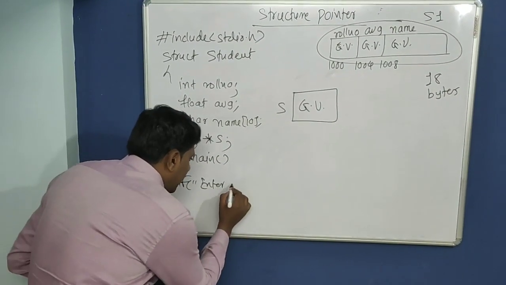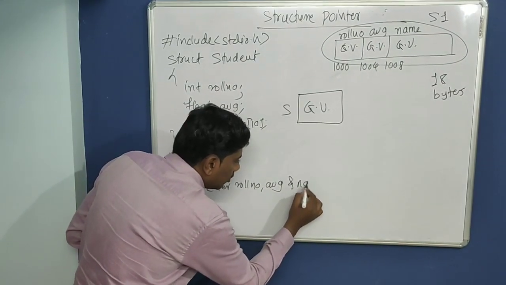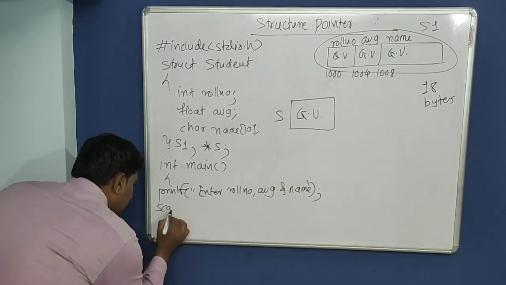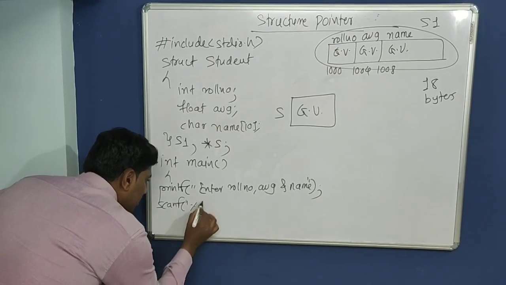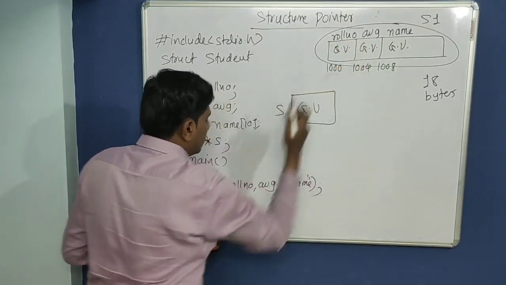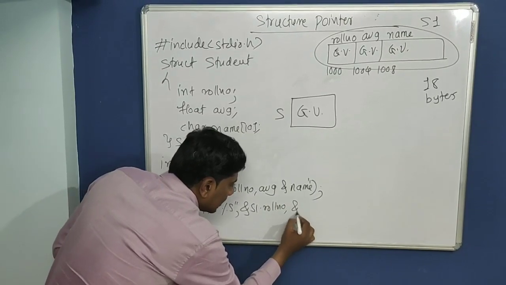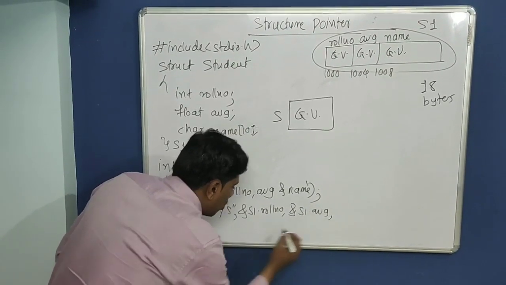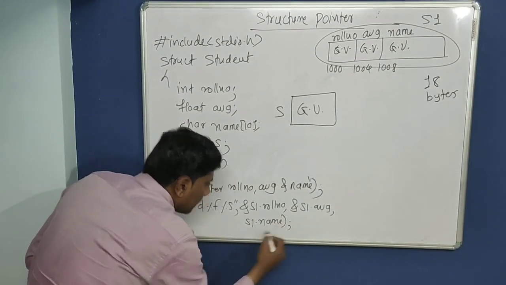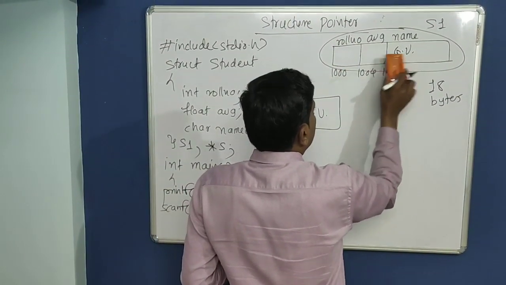So the message will be printed: enter roll number, average and name of student. Here we are using only one student's information. So read that information with scanf, %d, %f, %s. Next, address of S1 dot roll number, address of S1 dot avg, comma, S1 dot name.